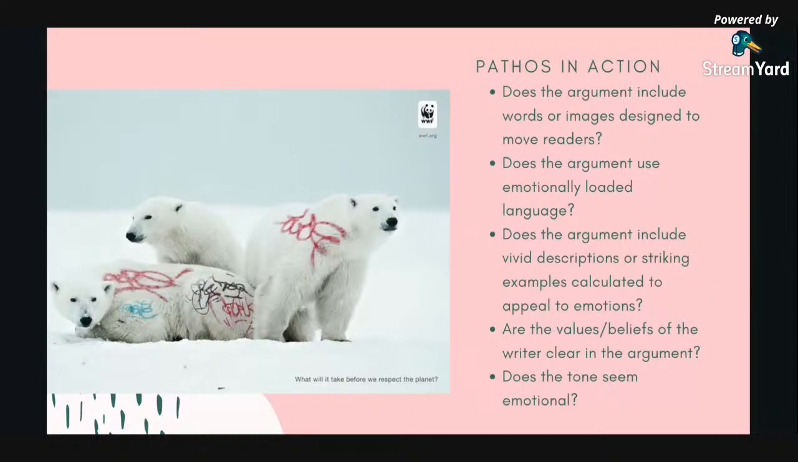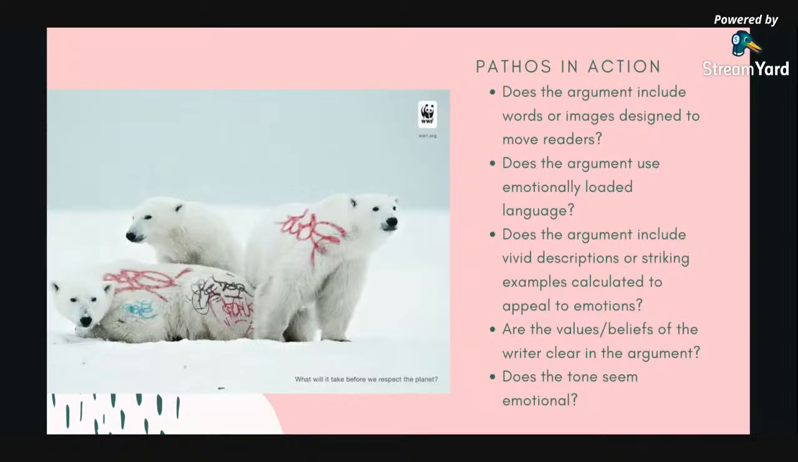So the first question: does the argument include words or images designed to move the readers? Well, yeah, you've got these beautiful, pristine, very scary and large polar bears, called Nanuks in Inupiaq. They are on this huge sea of white snow. That's all you can see, right? And then you've got all this graffiti on these animals. And then on the bottom where it says, what will it take before we respect the planet? All of those pieces together are pretty impactful.